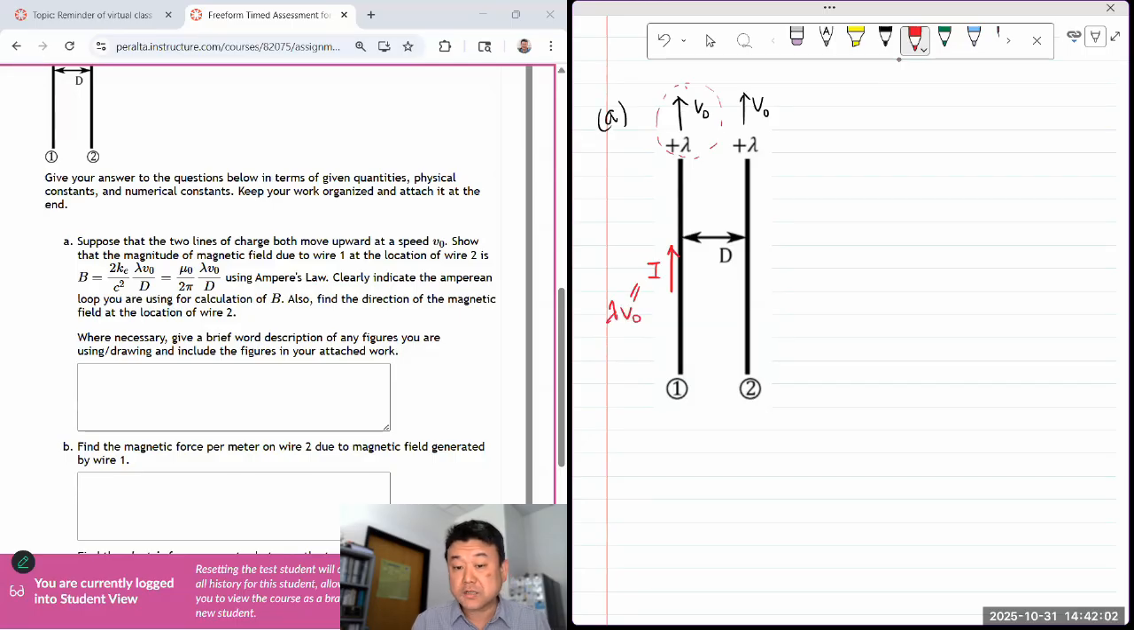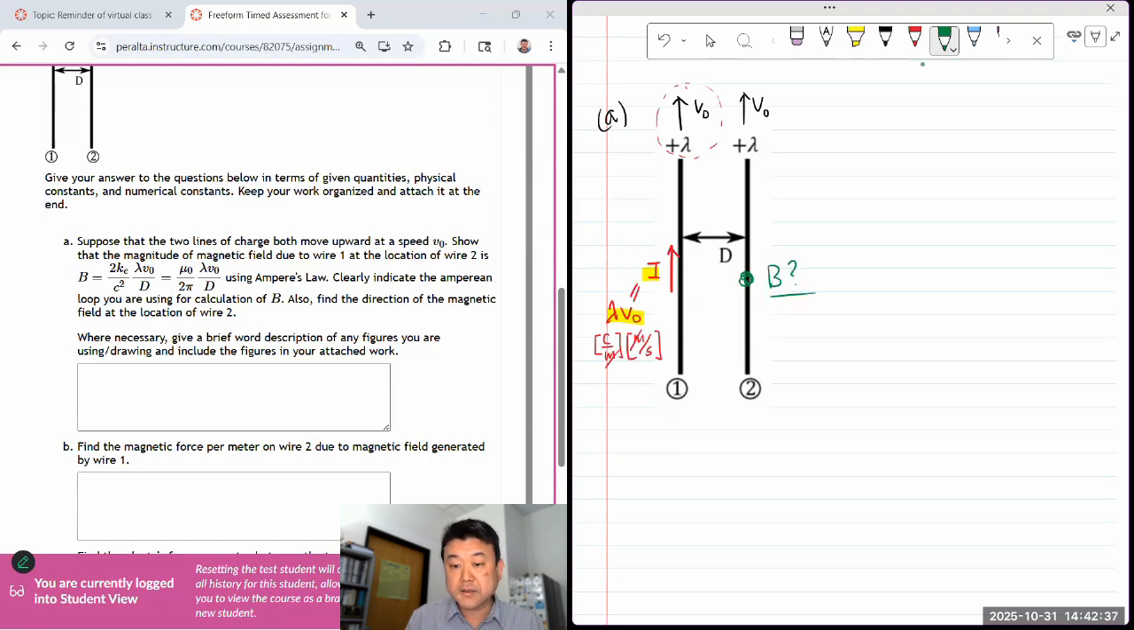Let me just check the units. Lambda comes in units of coulombs per meter, charge per length, and speed comes in units of meters per second. So when you combine these, you get coulombs per second, which is the right unit for ampere current. So it's probably reasonable that this is the current. So the rest of the question is basically a straight long line of current of this lambda v0. What is the magnetic field at this location?